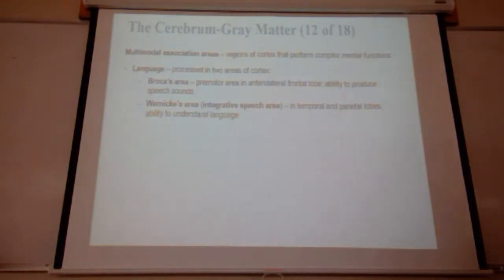The multimodal association areas are regions of the cortex that perform complex mental functions, such as language. We have two areas of language. You have Broca's area, which is the premotor area in the anterior lateral frontal brain. This is what gives us our ability to produce the sounds of speech. So Broca's area is associated with producing sound. Wernicke's area is found in the temporal and parietal lobes. This gives us our ability to understand language.